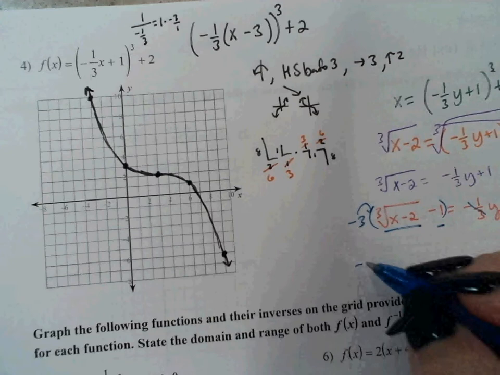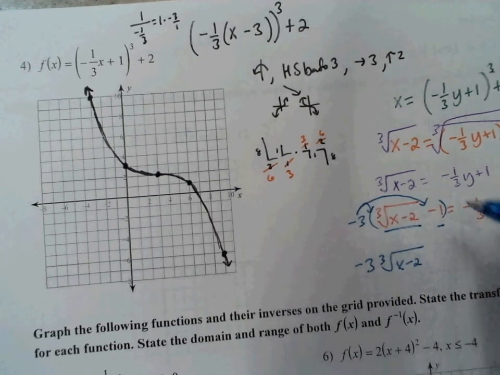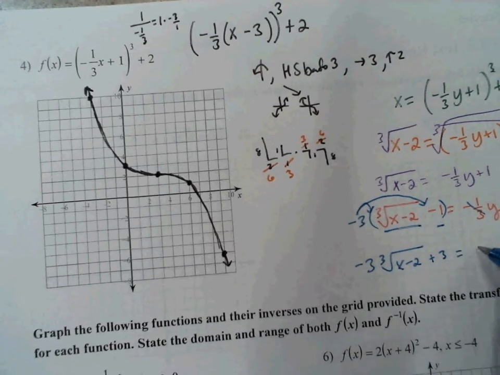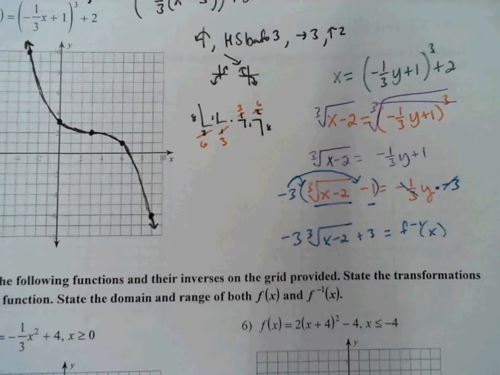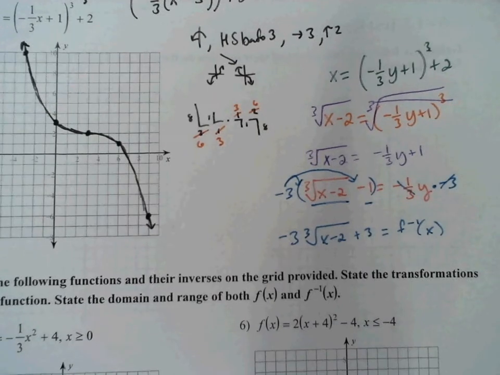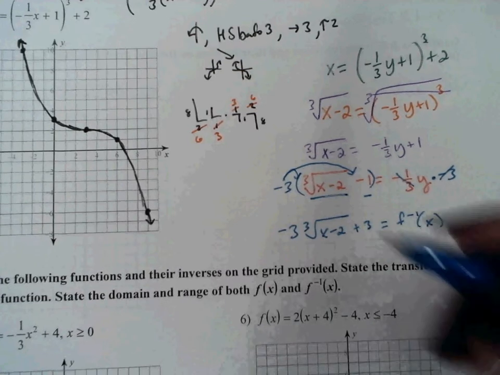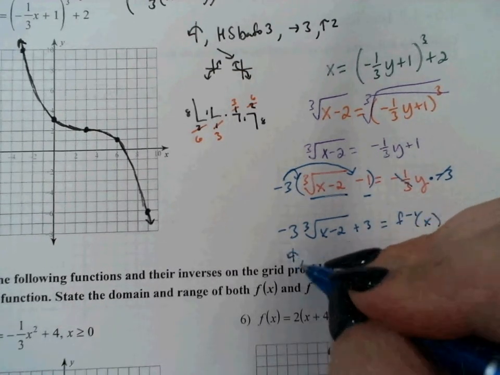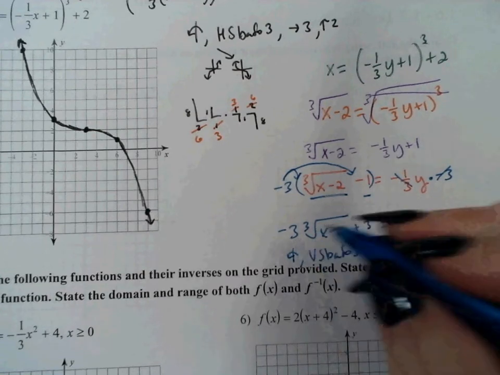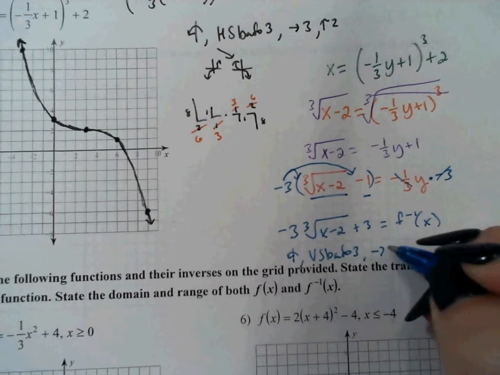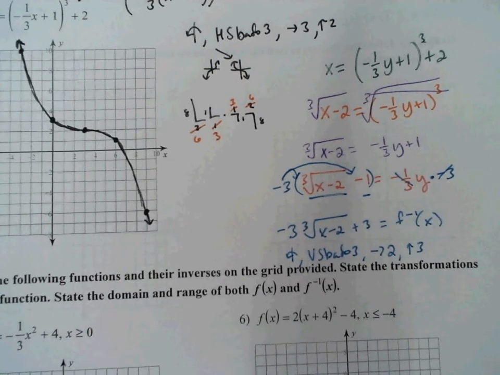So this minus this, we distribute it to that. So this goes out front. Negative 3 times the cube root of x minus 2, and negative 3 times negative 1 is plus 3. Equals f inverse. Okay, so as far as transformations go, we've got reflect over the x-axis, vertical stretch by a factor of 3 because of the 3 out front, to the right 2, and up 3.